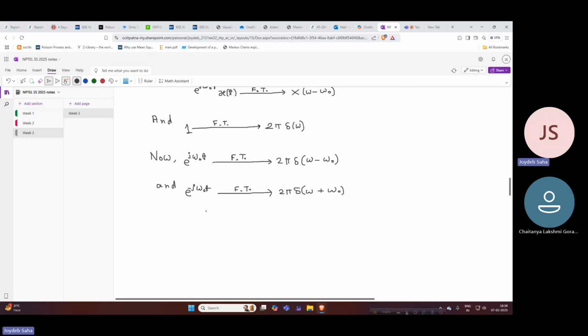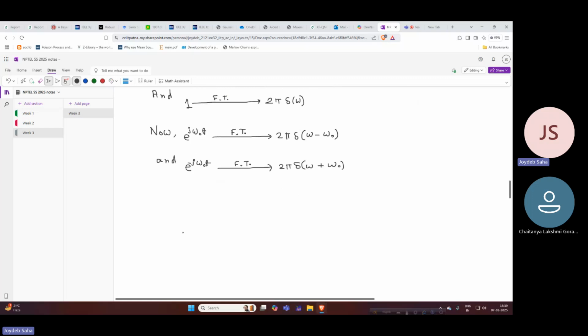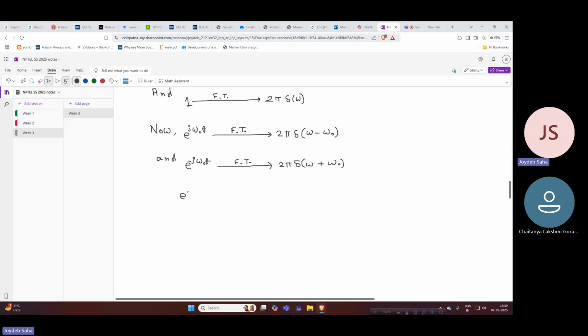Fine. Okay. So now if we sum these two, we get e to the power j omega 0 t plus e to the power minus j omega 0 t, and its Fourier transform will be 2 pi multiplied with delta omega minus omega 0 plus delta omega plus omega 0.